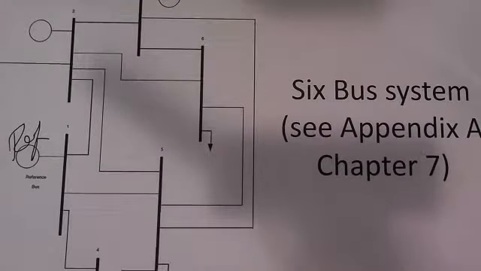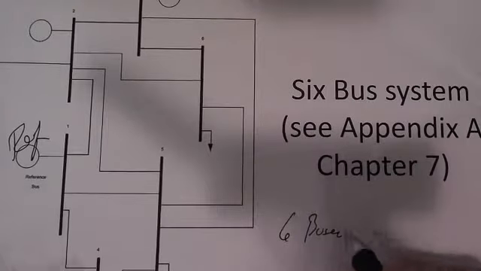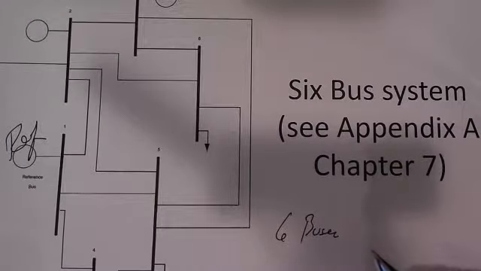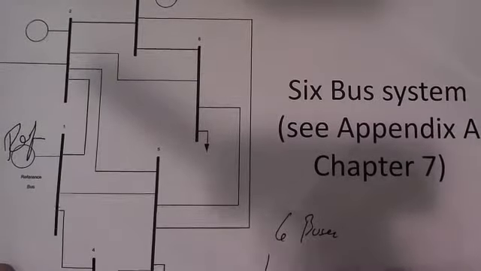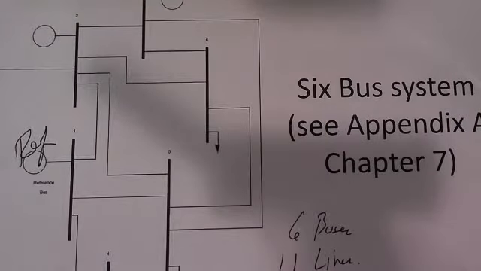Let's see, 2, 4, 6, 7, 8, 9, 10. So there are 6 buses. It's actually 11 lines. So this is a very dense system as far as the number of lines.